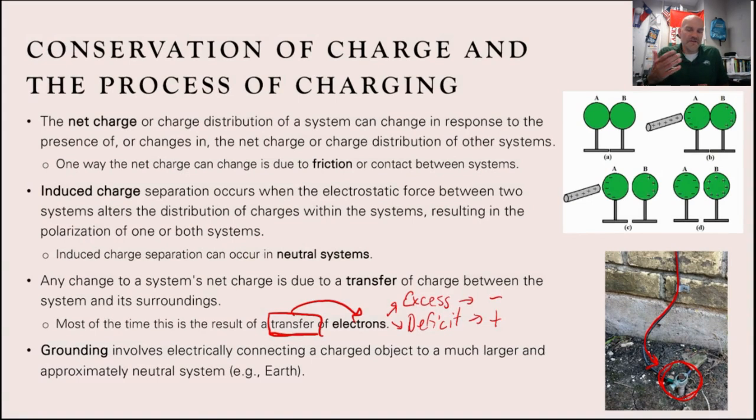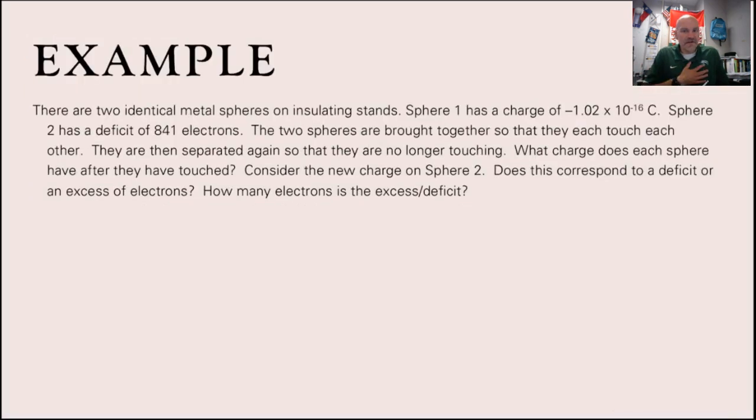Because we don't want charge sitting on our houses. We're going to let it run through the ground and get into that Earth. So it soaks it up, right? Because whatever charge is coming off of our house will be completely taken up by the Earth. All right, so let's look at an example again.